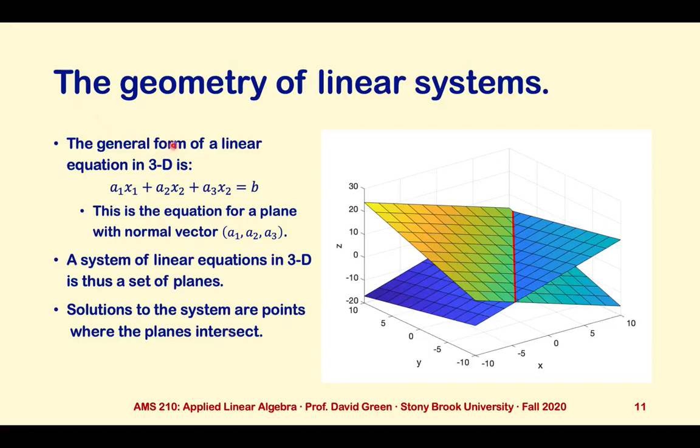So the general form of a linear equation in 3D, given here, is the equation for a plane. And we can actually think of the coefficients in front of the variables as being a normal vector, a vector that's perpendicular to the plane. And B is related to the idea of a y-intercept, although not in exactly the same form.